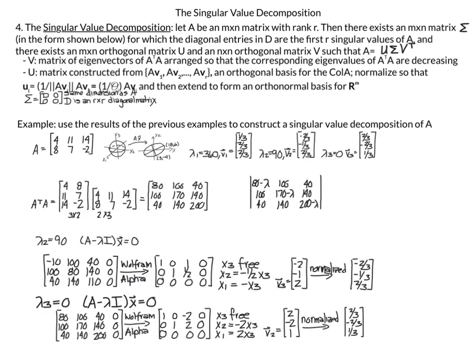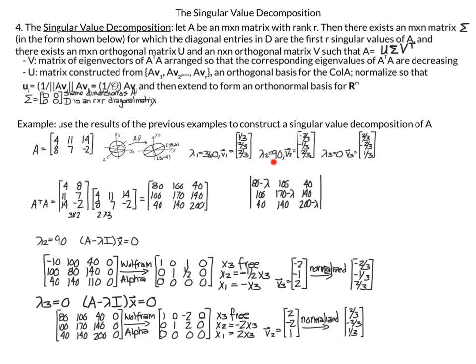For an example of the singular value decomposition, I'm going to use the previous example where A is the 2 by 3 matrix with rows 4, 11, 14 and 8, 7, minus 2, and it takes the sphere and stretches it into an ellipse. We had our first eigenvalue-eigenvector pair. The eigenvalue was 360, and the eigenvector was 1/3, 2/3, 2/3.